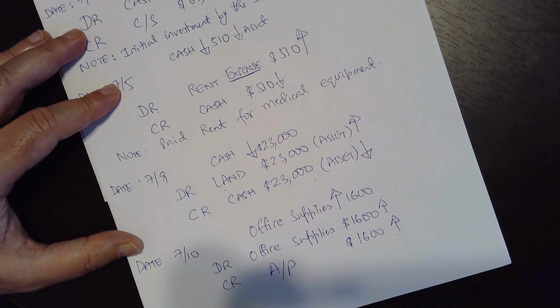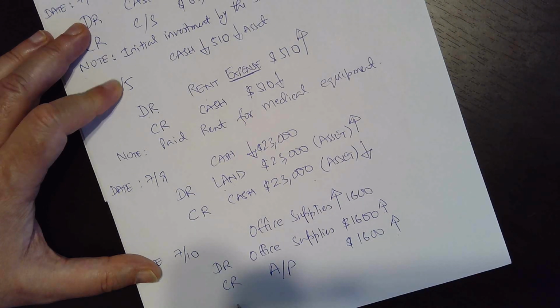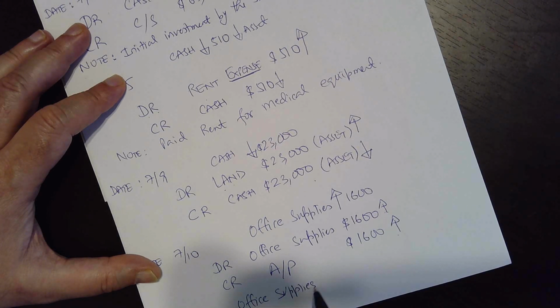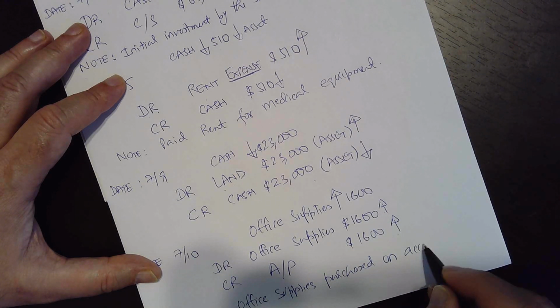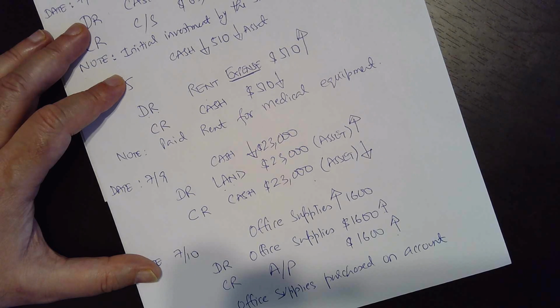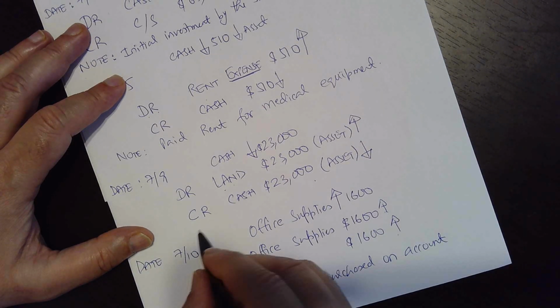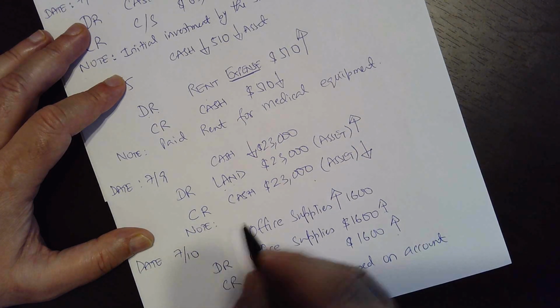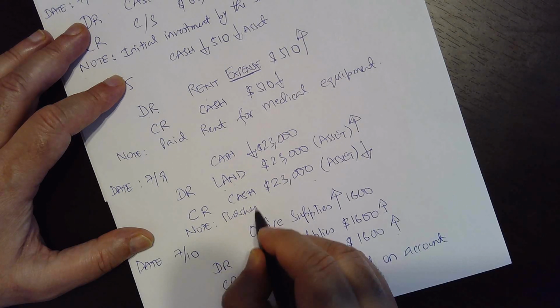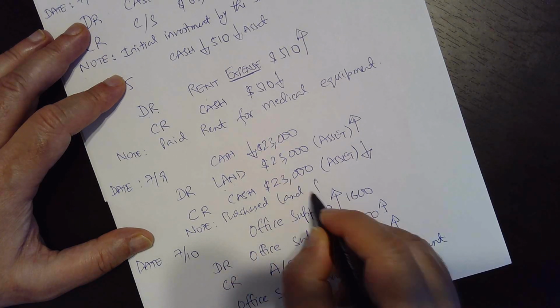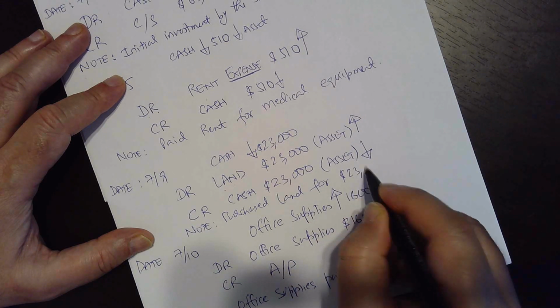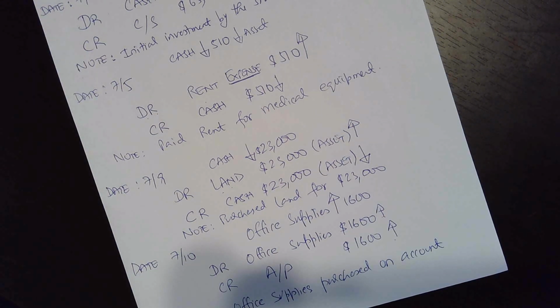So we can put a note here, office supplies purchased on account. That's it. That's all you have to say. For example, I forgot over here, note in this one, purchase land for $23,000. Okay. So this is the fourth account. This is how we are going to make sure we do that.